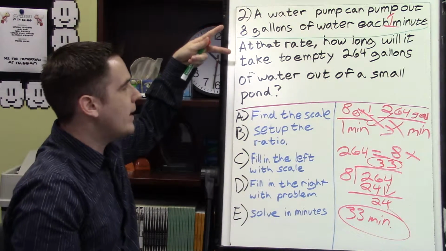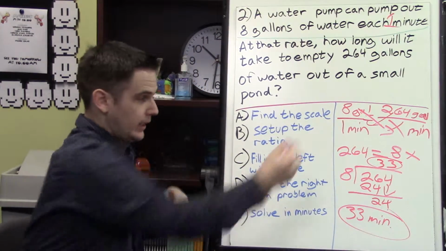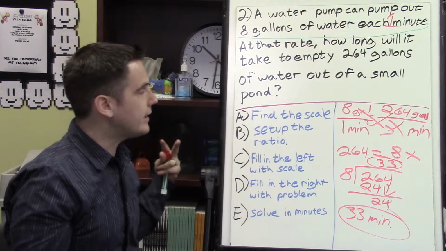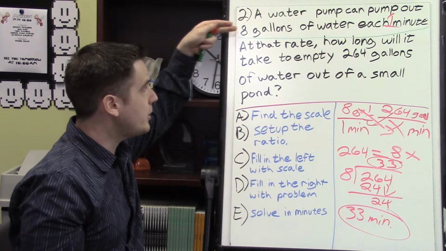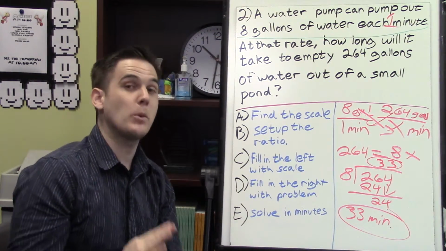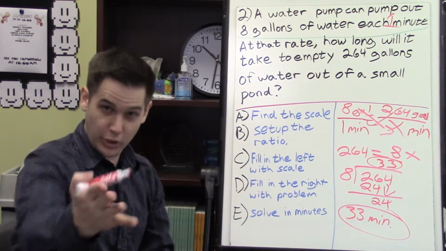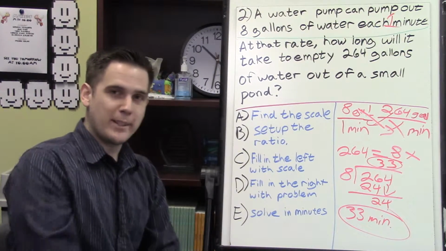This sounds like, oh man, this is a ridiculously crazy math problem, but it really isn't. Look how few steps there were, as opposed to how this looks. At this rate, how long will it take to empty 264 gallons? Well, as long as you can figure out the scale, you can set up a ratio and solve it pretty fast, even without a calculator. And in the real world, when you can use a calculator, and you should, it's even quicker. Go ahead and get started on the practice problems.